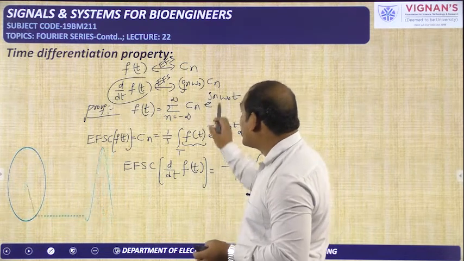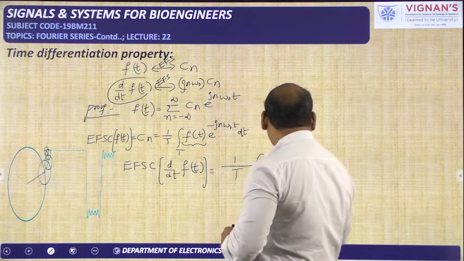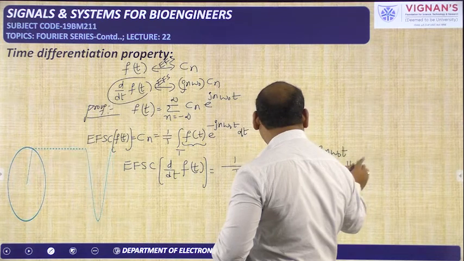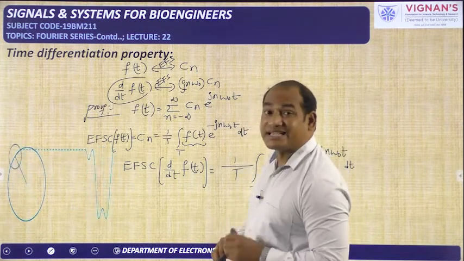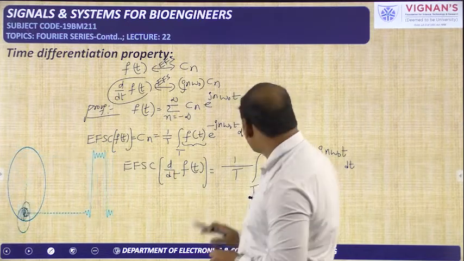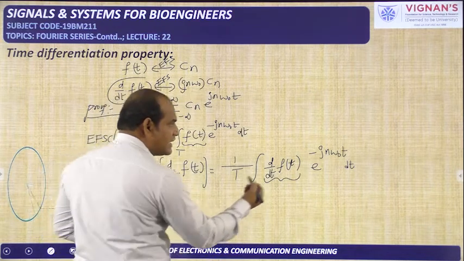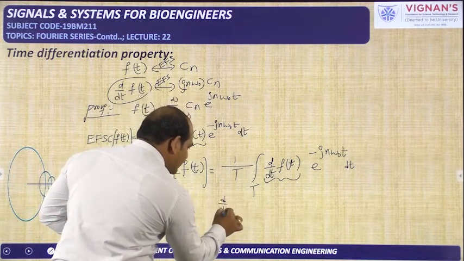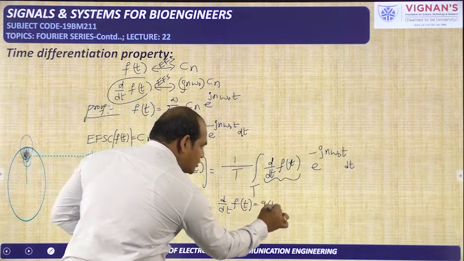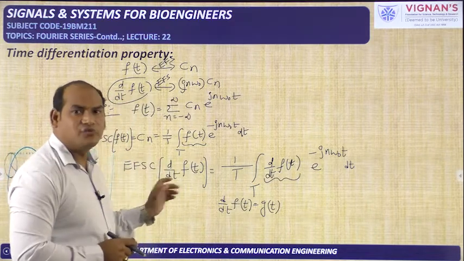After writing the signal, we need to multiply with e power minus j n omega naught t. So I am multiplying with e power minus j n omega naught t dt. In this way, we have written the expression for the coefficient of d by dt of f of t. Now we need to solve this one. In place of d by dt of f of t, I am taking the new signal, that is g of t, and substituting in this place. This is the required statement where you can analyze the coefficient formula.